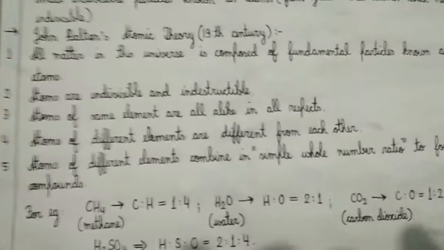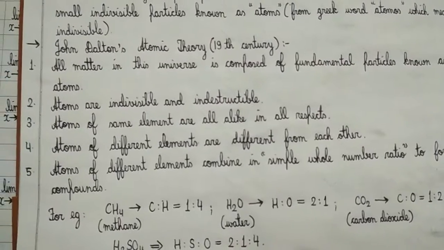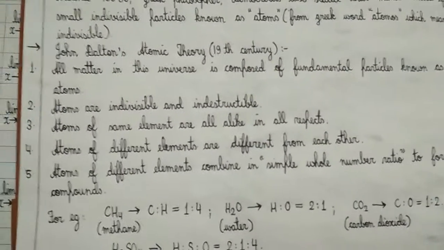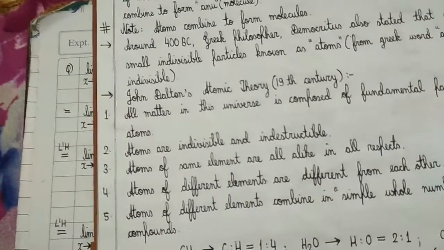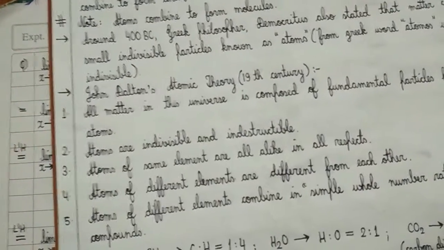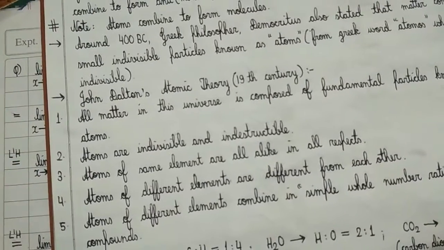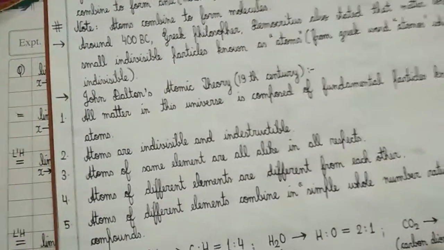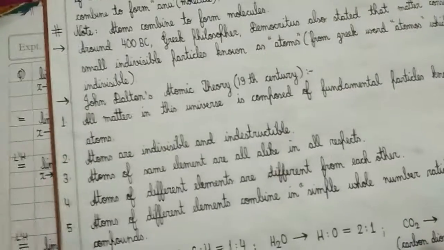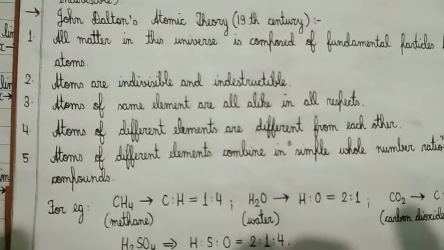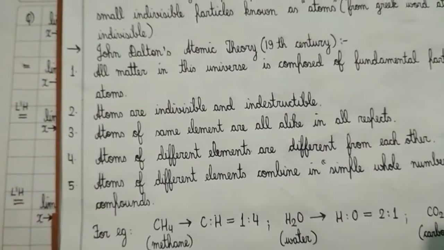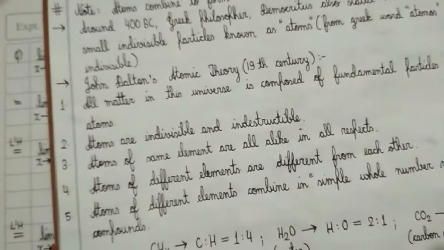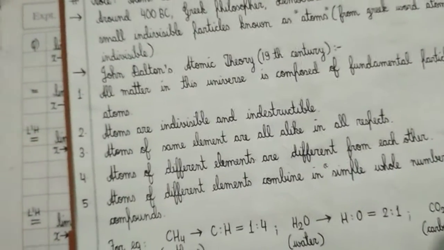For example, the first point which he said, that all matter in this universe is composed of fundamental particles known as atoms. Now at today's time, we know that an atom is not a fundamental particle. There are fundamental particles such as electrons, protons and neutrons. Even protons and neutrons are not fundamental particles. They can be further subdivided. So this point is wrong. Then, atoms are indivisible and indestructible. Again, this is also not true. Today we have nuclear fission and nuclear fusion reactions in which atoms can be split, and two atoms can be joined together to form one. So this is also not true.